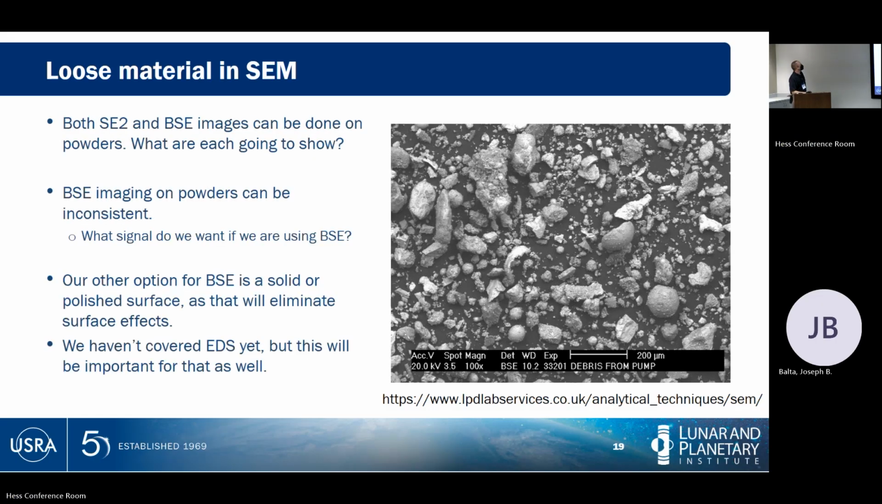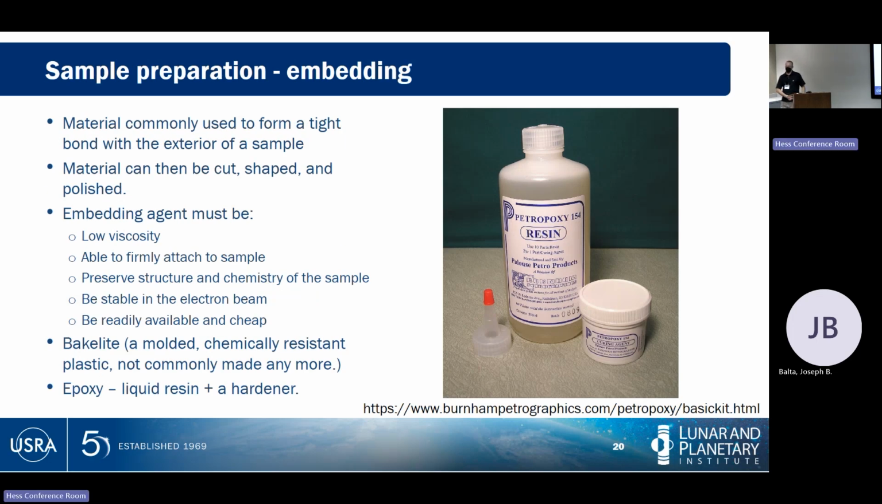So let's say we wanted to do a good backscatter image, or we wanted to do a good EDS analysis on that powder. Well, what do we do to this material to get it there? The most common thing to do, and you saw some of these in the sample mount image that I showed at the beginning of this session, is you take your material and embed it into something that's going to make a solid bond with it so that you can flatten it into a cut, shaped, and polished surface.